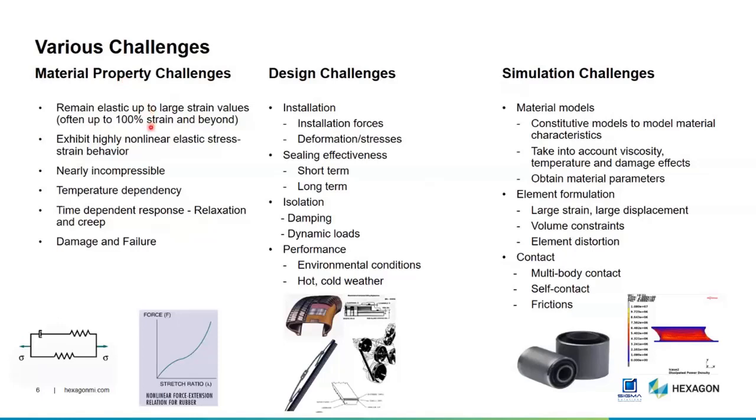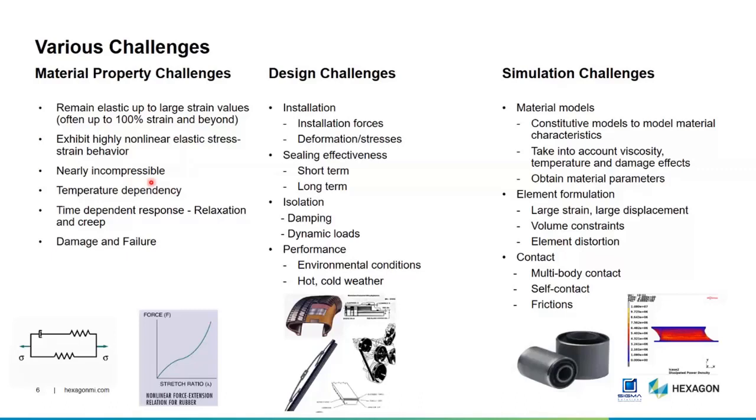It can see a very high amount of strain, beyond even 100% strain sometimes. It also exhibits nonlinear elastic stress strain behavior. It's nearly incompressible. So in the previous presentation, you saw that the Poisson's ratio is 0.5. So there are certain difficulties associated with modeling rubber because it's nearly incompressible.